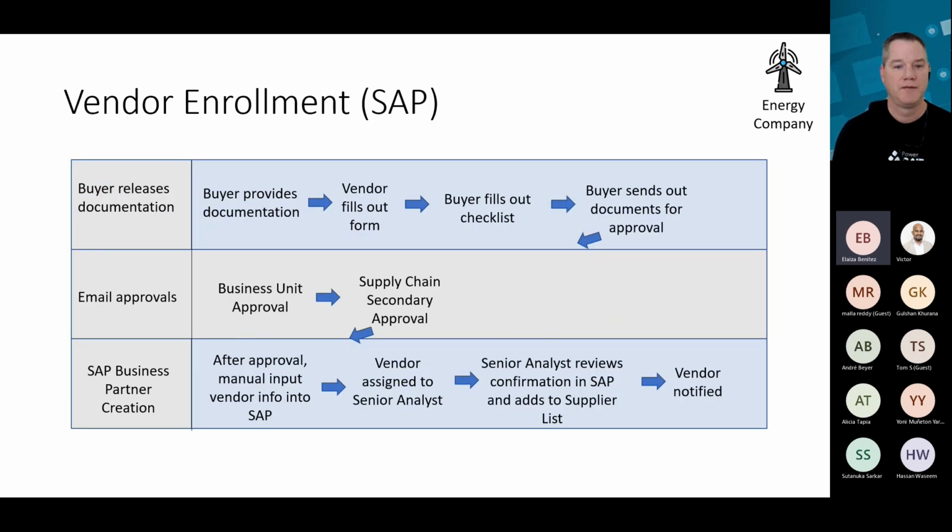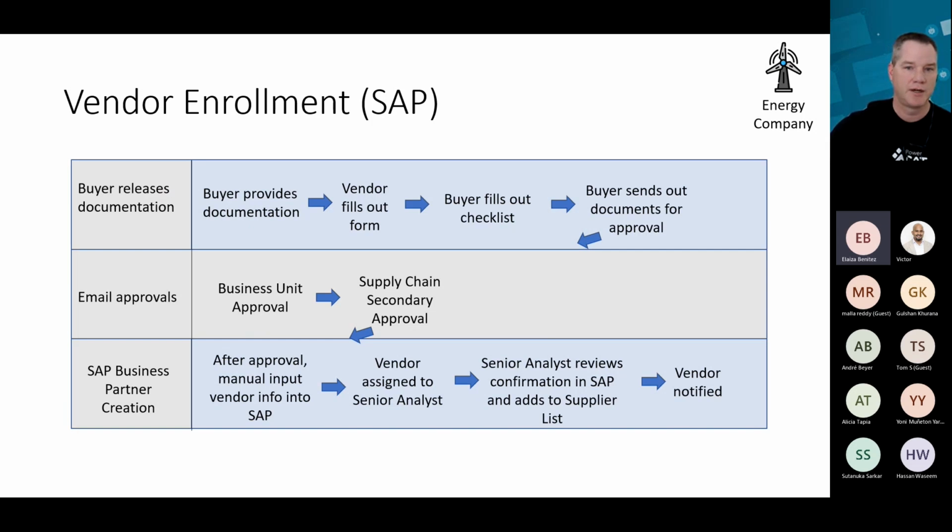Then the last one, a very common use case, especially in energy, is vendor enrollment, where someone's going to do business with you, and you need to go through a process to validate their information. Oftentimes it's their corporate certificate, their banking information, and it requires a lot of back and forth, oftentimes through emails, sometimes through forms. But this is another use case where you can send an electronic form out to the vendor.